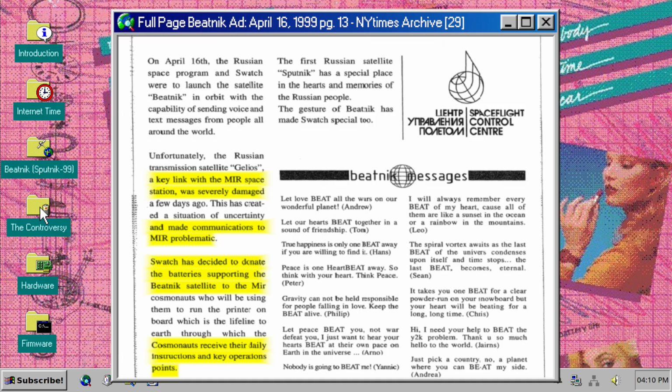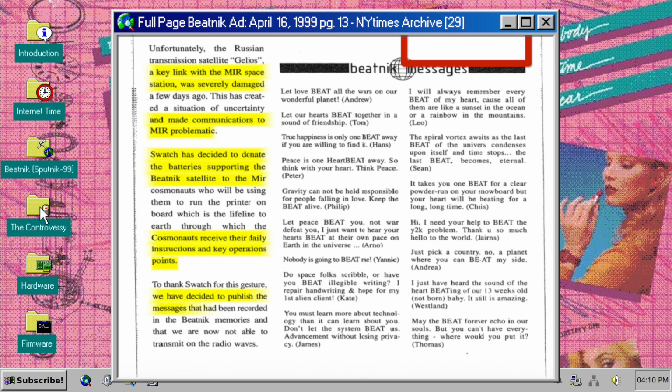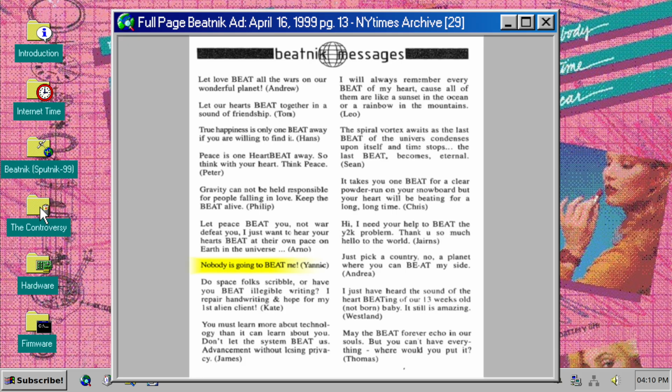The ad, which is presented as coming from the Russian Space Agency, expresses gratitude to Swatch for this assistance, and states that, as a way of thanking the company, it has decided to release the messages that have been recorded for the satellite. Selected messages include, "Nobody's going to beat me." "Hi, I need your help to beat the Y2K problem." "Thank you so much." "Hello to the world."